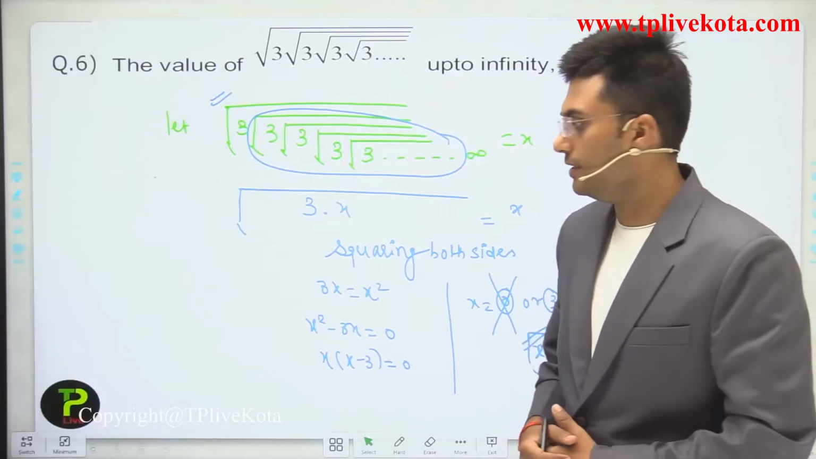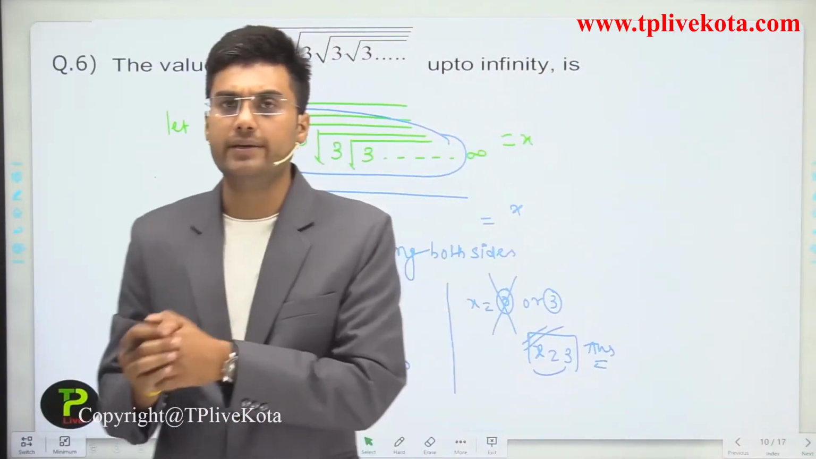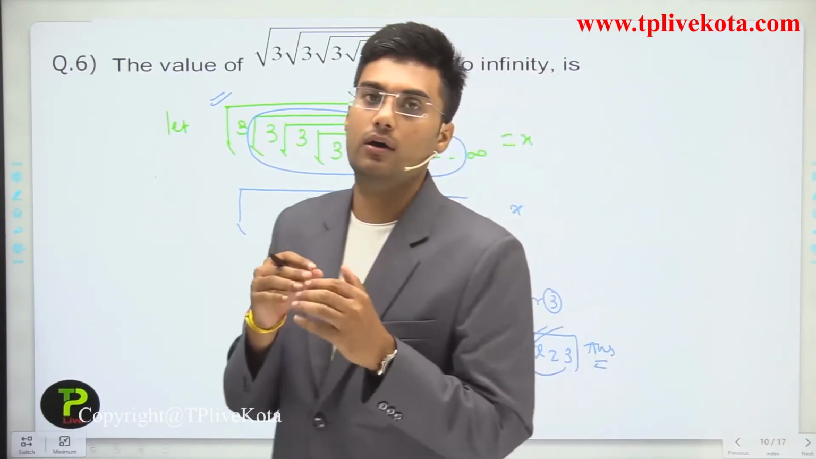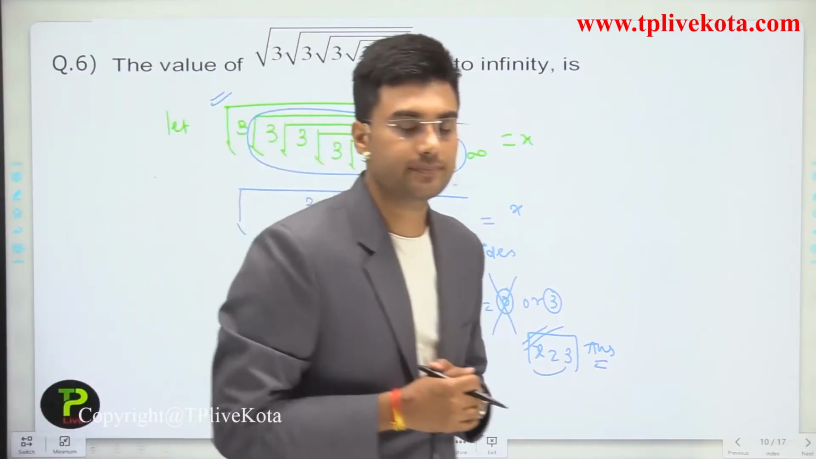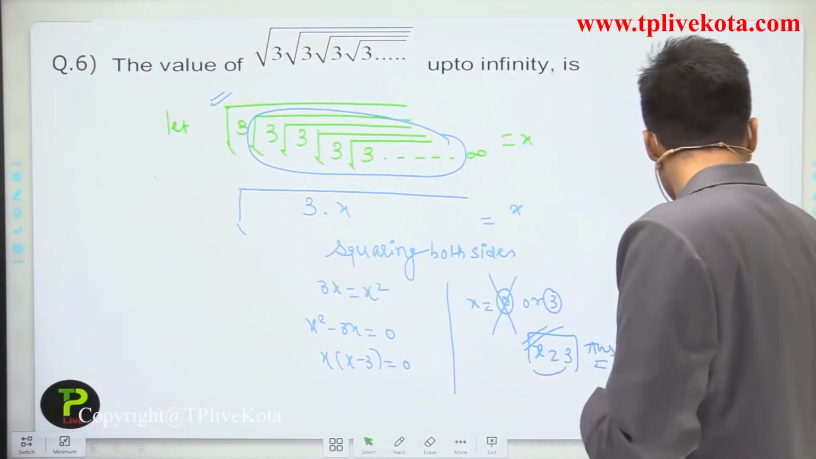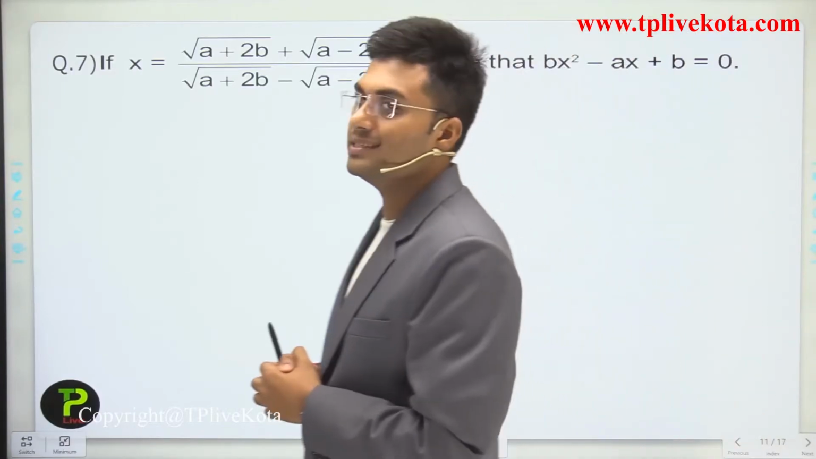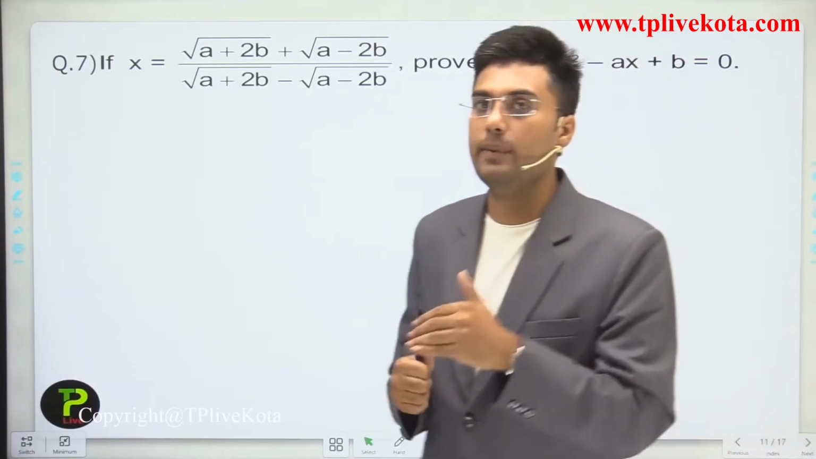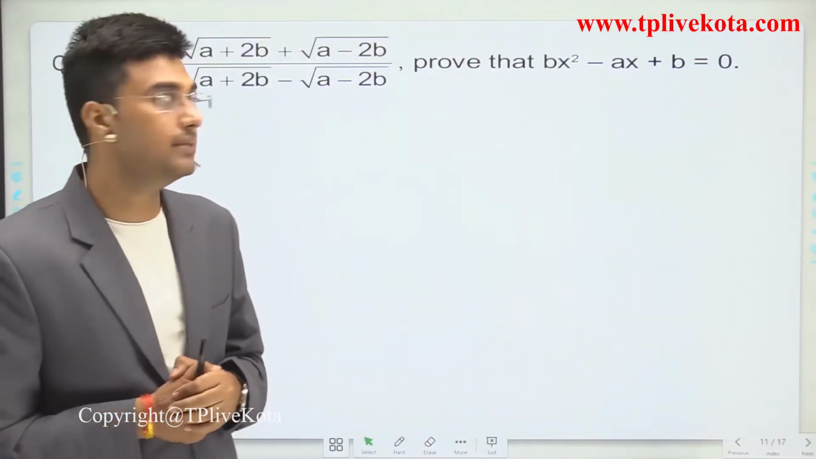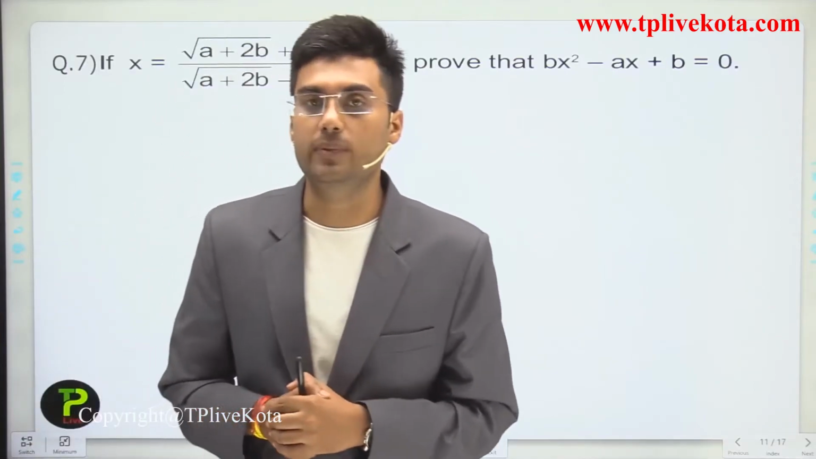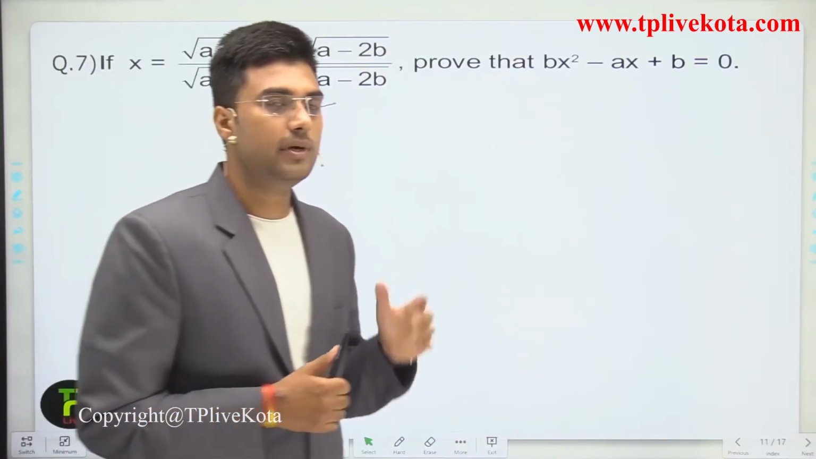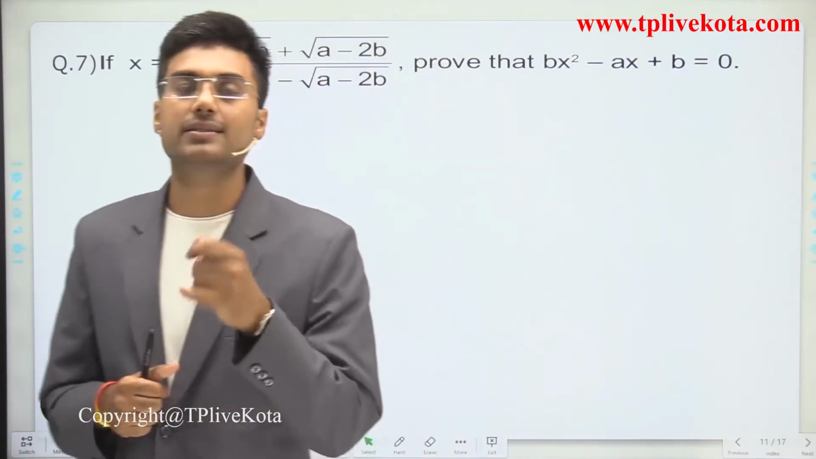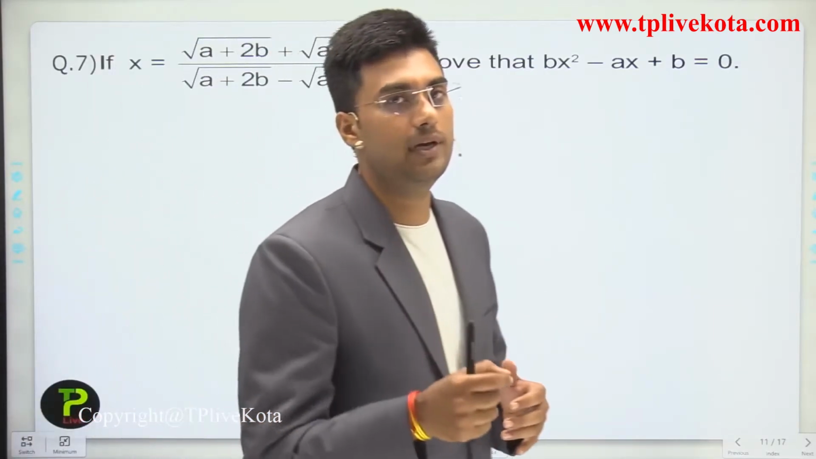Okay, so dear students, after this we have to practice some questions which are based on surds, rationalization of surds or exponents. So let's start. After this, the next question is, if x is equal to root of (a plus 2b) plus root of (a minus 2b), divided by root of (a plus 2b) minus root of (a minus 2b). We solve this question by two methods. First is the componendo and dividendo concept, and the second is the rationalization of denominator concept.